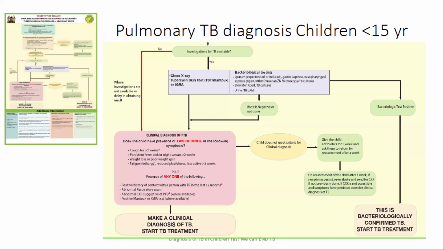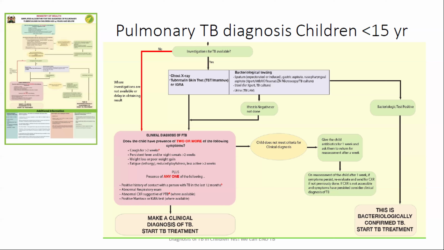Are you having an abnormal respiratory exam? And I think we've already described what that is. Are there any abnormalities on the chest X-ray? And lastly, do you have a positive MAN2 or interferon gamma release assay where that is available? So that last point, the MAN2 or interferon gamma release assay, those are signs of latent tuberculosis. But combined with all these other signs of active TB, if you have two of those above, plus any one of the following, make a clinical diagnosis of TB, start TB treatment.